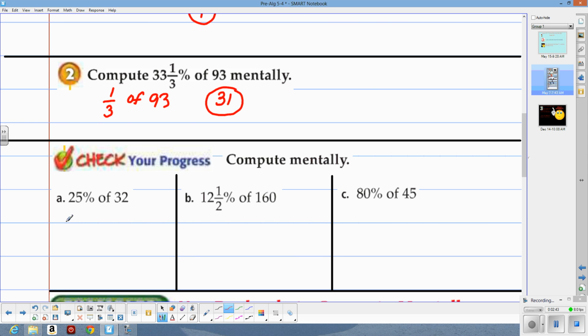25% of 32. 25% is 25 out of 100, or 1/4. 1/4 of 32 means to take 32 and divide it by 4. 32 divided by 4 is 8. 12 1/2%. This one isn't quite as common, but you do come across it quite a bit, so it wouldn't be bad to memorize this one as well. 12 1/2 or 12.5% is 1/8. 1/8 of 160 means to take 160 and divide it by 8. 160 divided by 8 is 20.